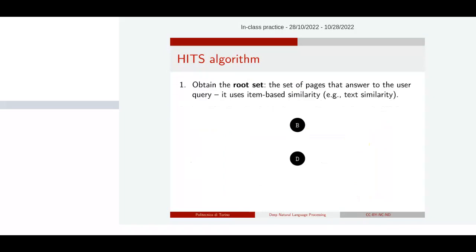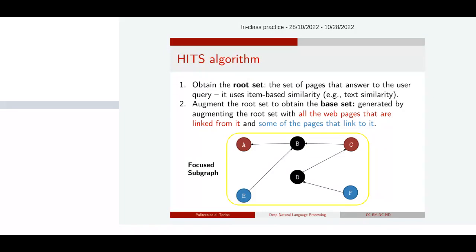Okay. So we have B and D. We define the base set as the set of nodes that are connecting B and D. So we create this base set by augmenting the root set. In the base set, we have all the web pages that are linked from the root set and some of the pages that link to it. So we define some ingoing pages and some outgoing pages from the root set to define this base set and have this focused subgraph.